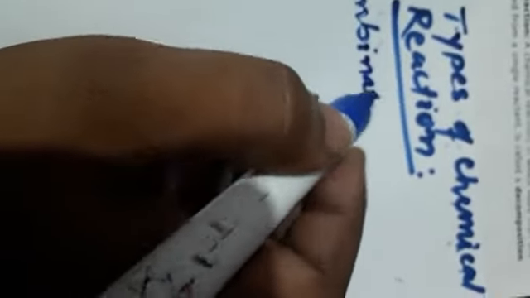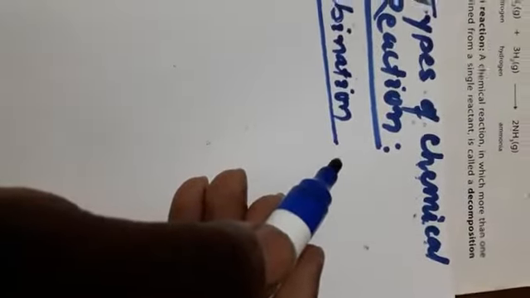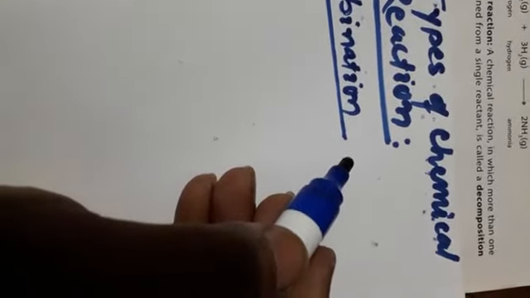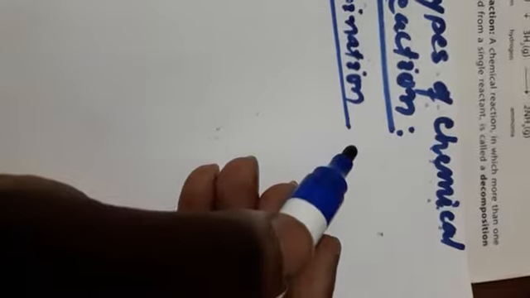The first reaction is the combination reaction. So what does combination reaction mean? A chemical reaction in which two or more substances combine to form a new substance.